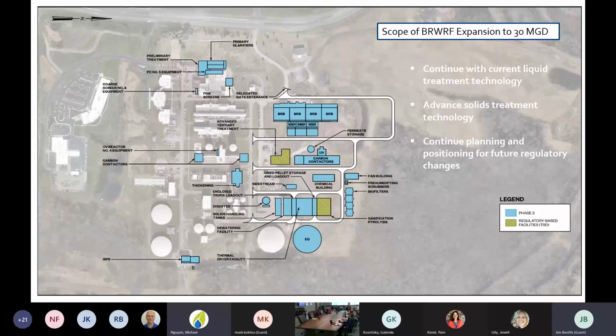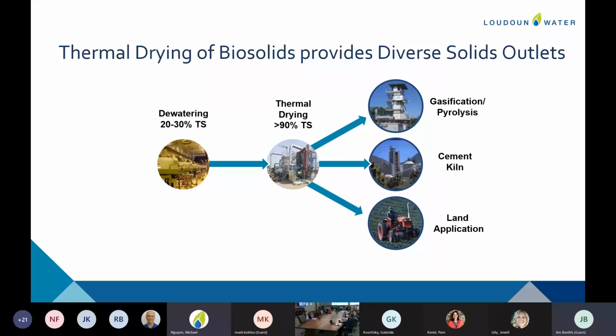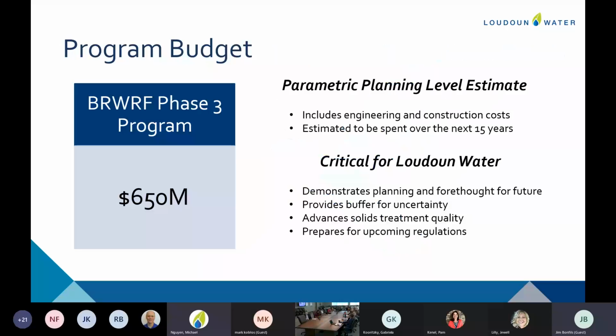The other thing that thermal drying does for us is diversify our solids disposal options. Right now with just digestion, we can use land application or we have to go to a landfill, as we talked about before. But with the dried process, we can use this material as fuel for a cement kiln or send it on to pyrolysis gasification, so that we're not stuck with either use it or throw it away. There are multiple beneficial uses for our output.